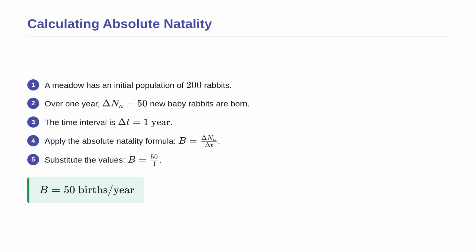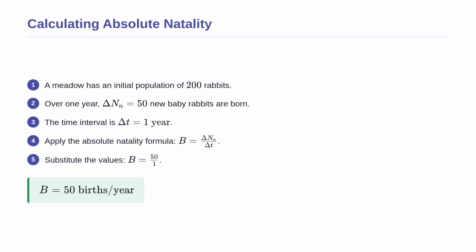Let us apply this absolute natality formula to a real-world scenario. Imagine a population of wild rabbits living in a meadow. We are told that over the course of exactly 1 year, 50 new baby rabbits are born and survive. We want to calculate the absolute natality rate.